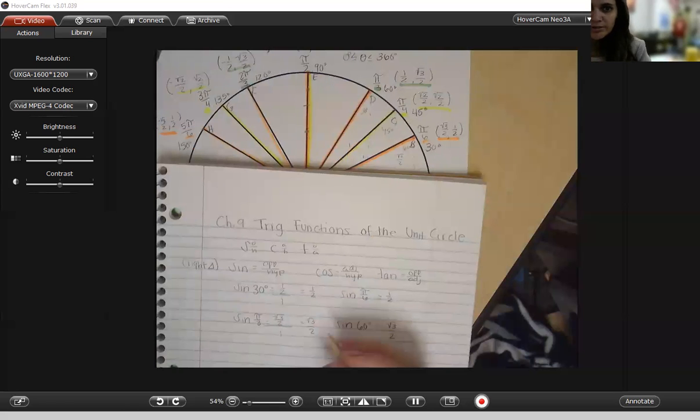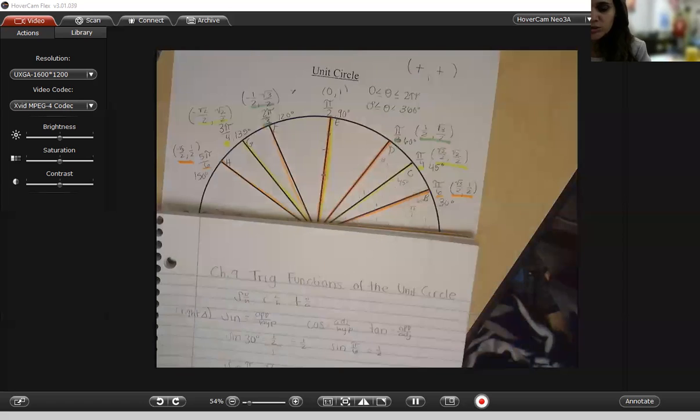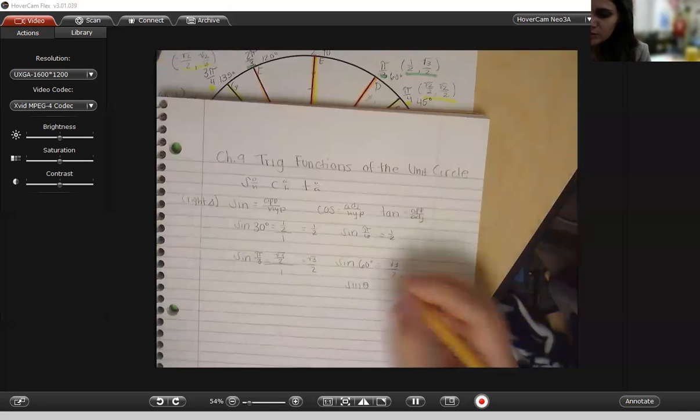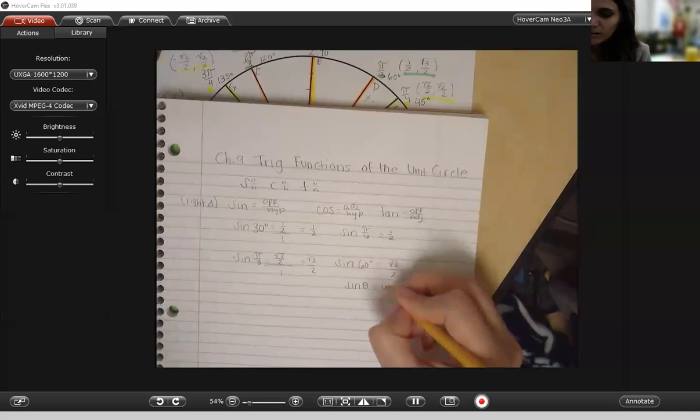So in a unit circle, sine will always be equal to the y value. I'm just going to make a little note: sine of theta in a unit circle is the y value.